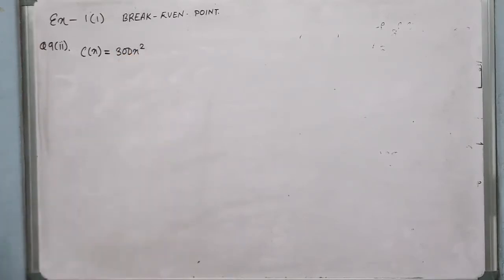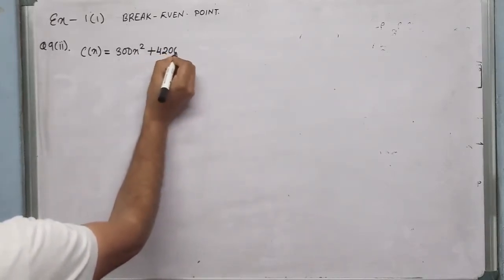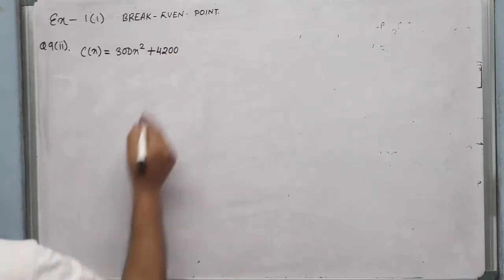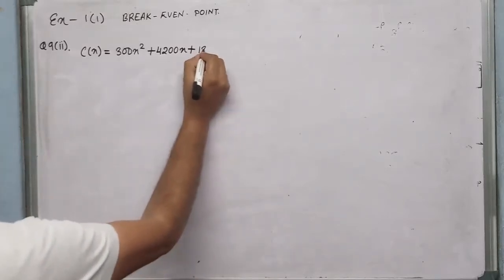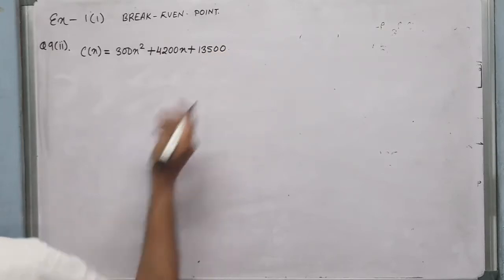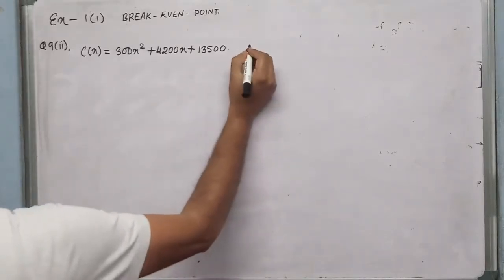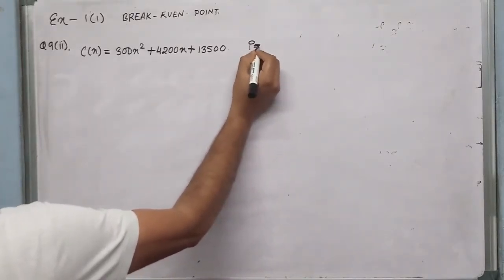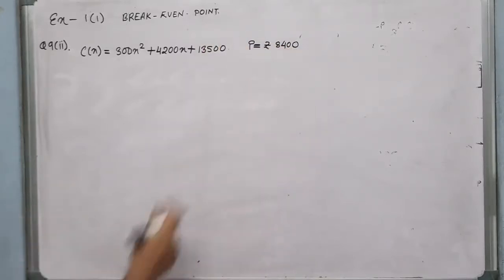300x square plus 4200 into x plus 13500. This is the cost function, the equation for the cost function, and its product is sold for rupees 8,400. The selling price of its product is rupees 8,400 per unit. That is the demand.